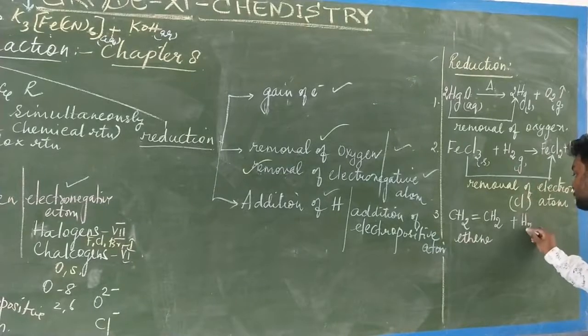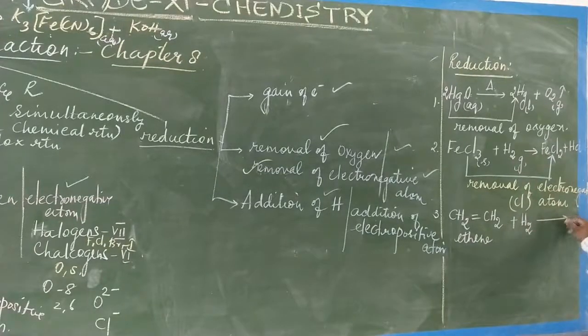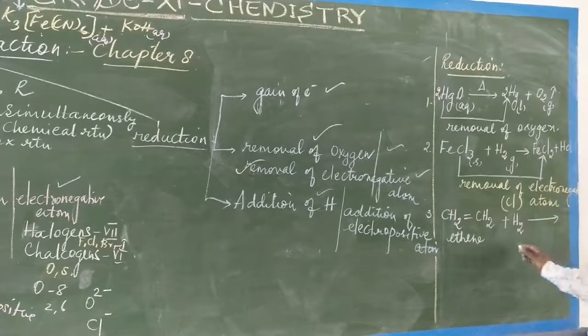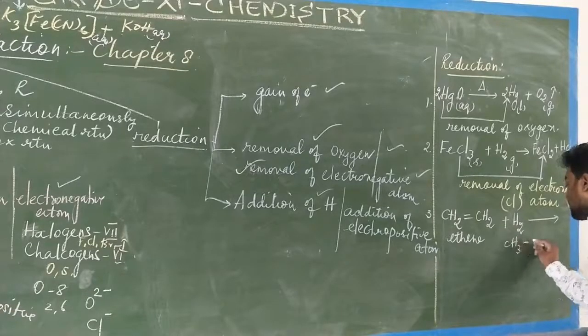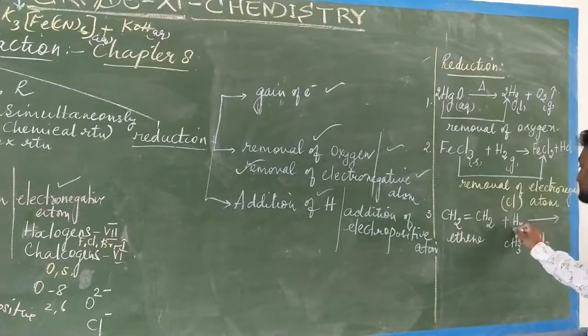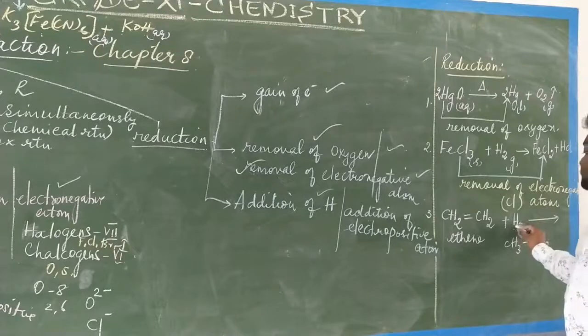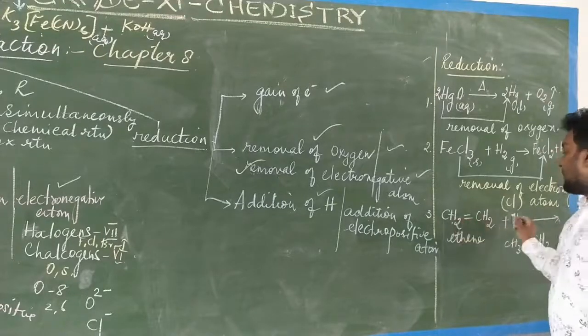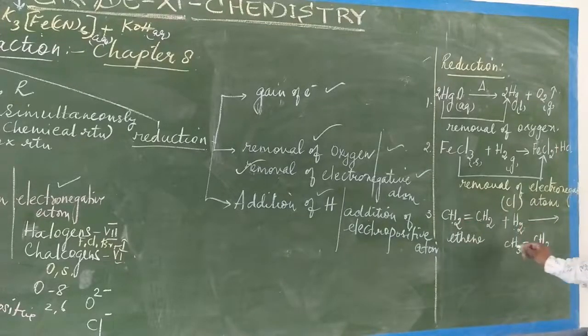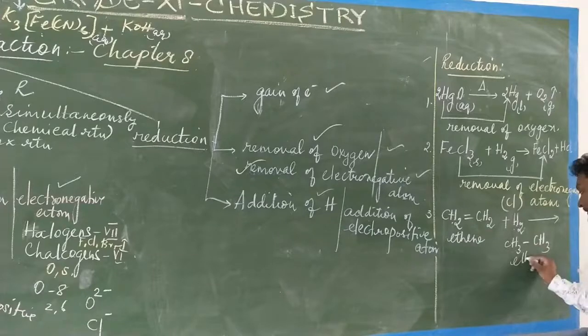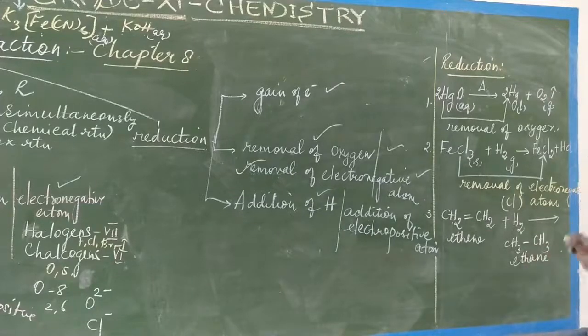Ethene on hydrogenation, that is addition of hydrogen, gives rise to the formation of CH3-CH3. That means two hydrogens have been added, one to this carbon and another to that carbon. So CH2 becomes CH3, and the double bond is reduced to a single bond. So this is called ethane. So what has happened in this reaction?